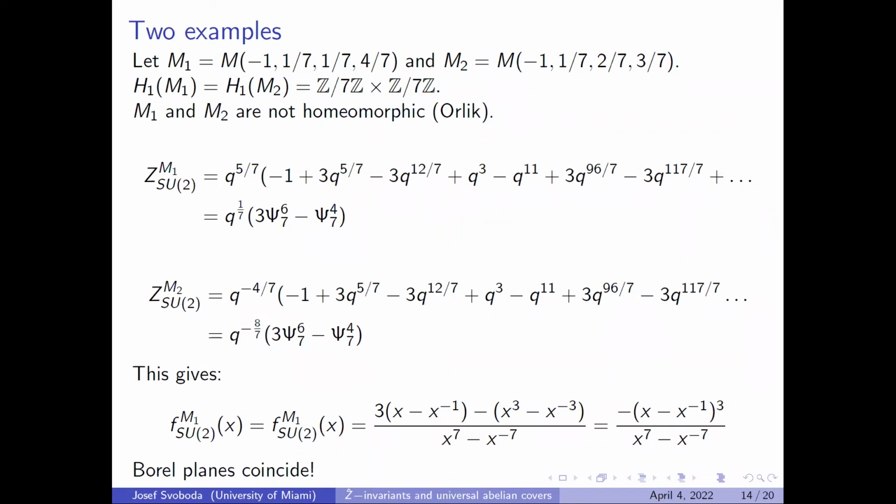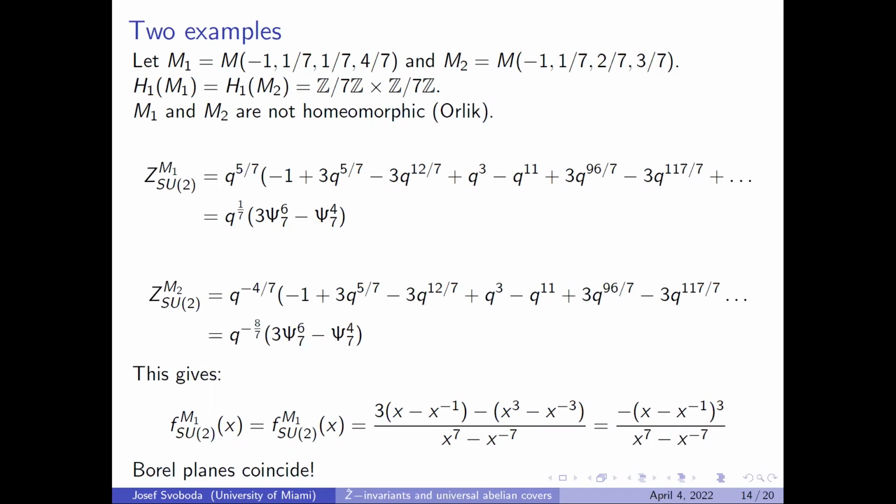So they are different as Seifert fibrations, but they are also non-homeomorphic. It would be very, very boring if they were homeomorphic, because what I'm going to say is that they have very similar invariants. So if you look at the Z-hat SU(2) of the first one, we see this series with prefactor q to the 5/7. And if you look at the second manifold, we see the same series, strangely enough, with the q to the -4/7. So I think this is something surprising for the people who study these Z-hat invariants.